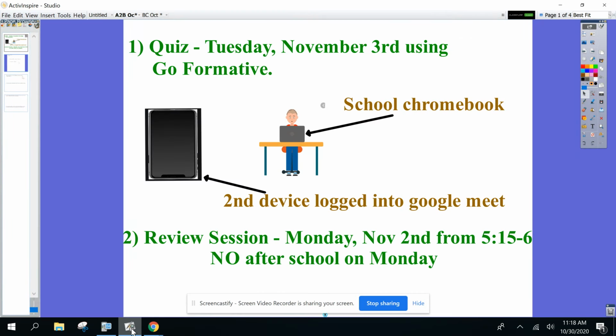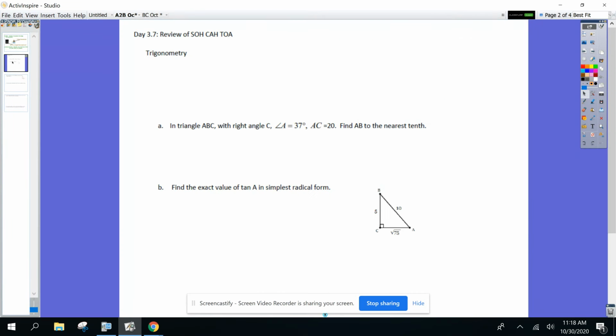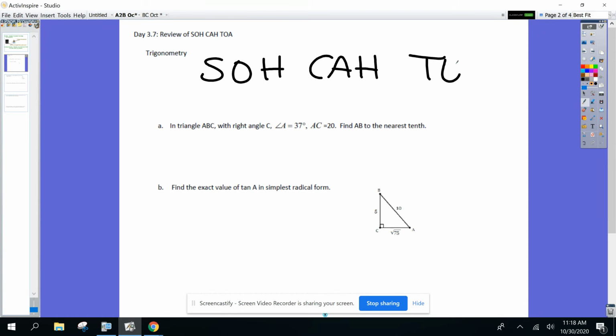In 10th grade, and that is our good old friend Sohcahtoa. Yes! Sohcahtoa. We all remember Sohcahtoa. I could never spell that. Sorry to hear that. All right.